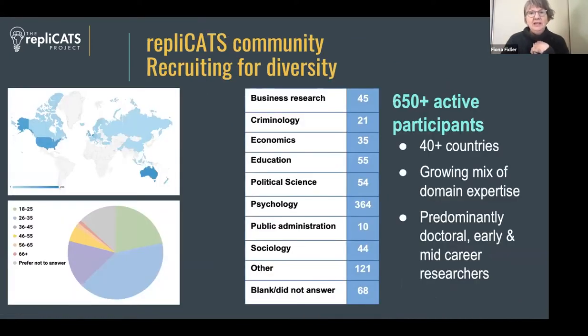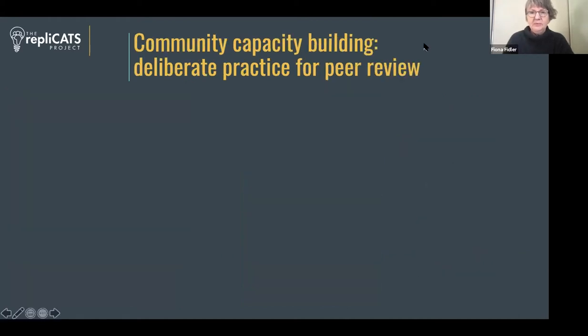So in our Replicats community, we have aimed to recruit for diversity. As I said, we now have 650 active participants from 40 different countries. They are predominantly PhD students or early postdocs, early to mid-career researchers. But we do also have some professors across the whole spectrum of the disciplines that we're interested in, and even some people outside those disciplines.